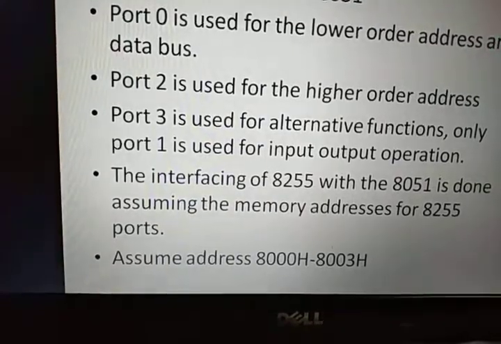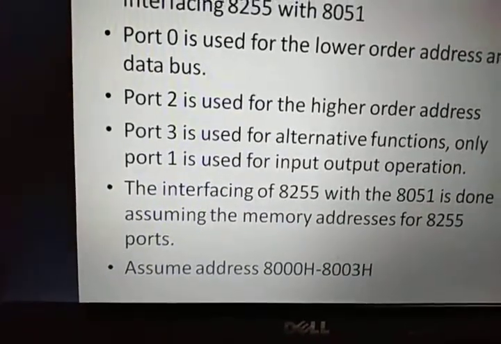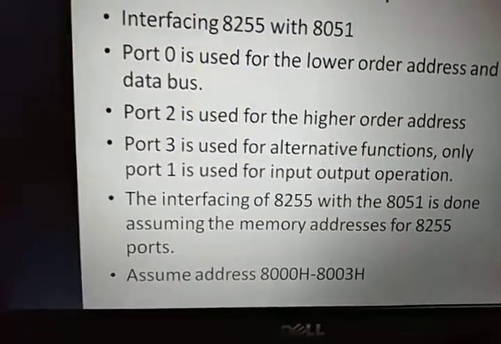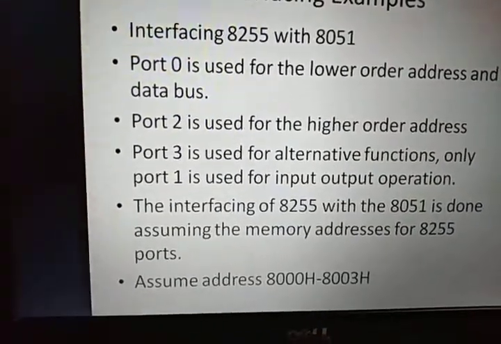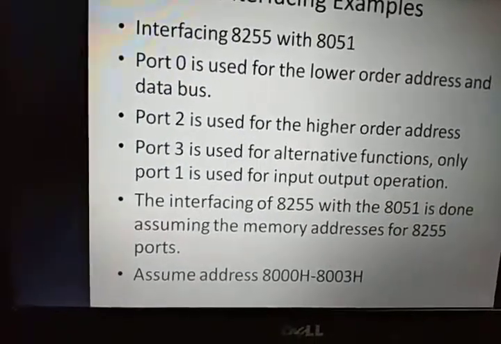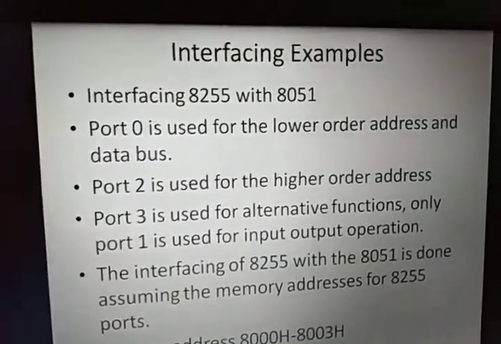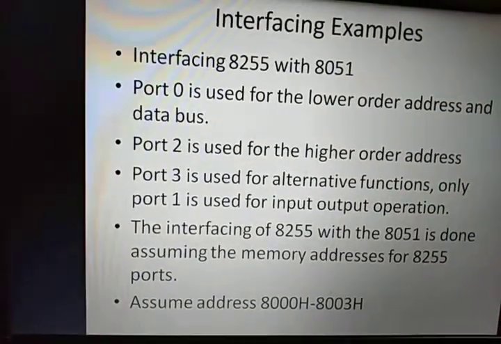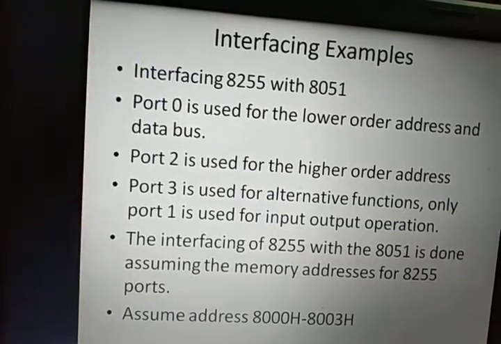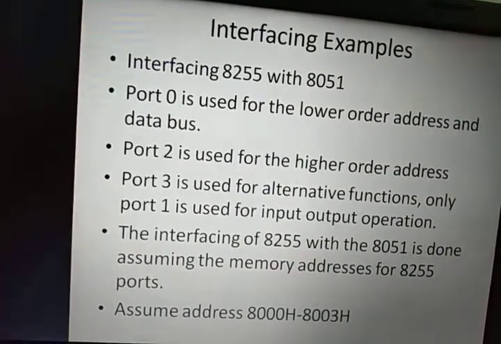The interface of 8255 with 8051 is done by assuming memory addresses for the 8255 ports. Assume addresses 8000H to 8003H. And here in 8255 we have 4 registers. One is the control word register, and the other 3 are for port A, port B and port C respectively.